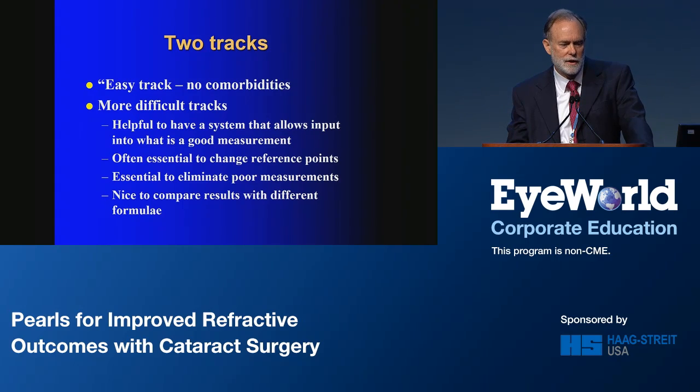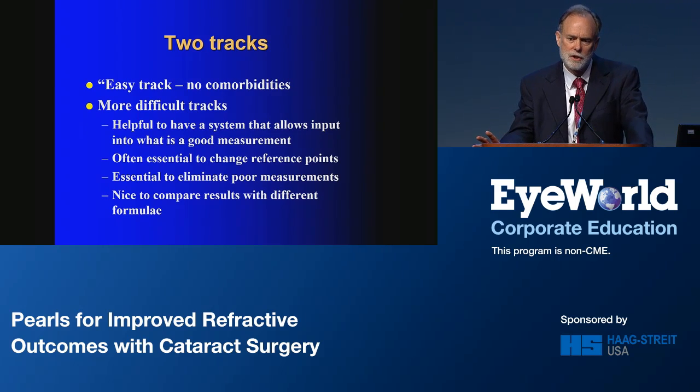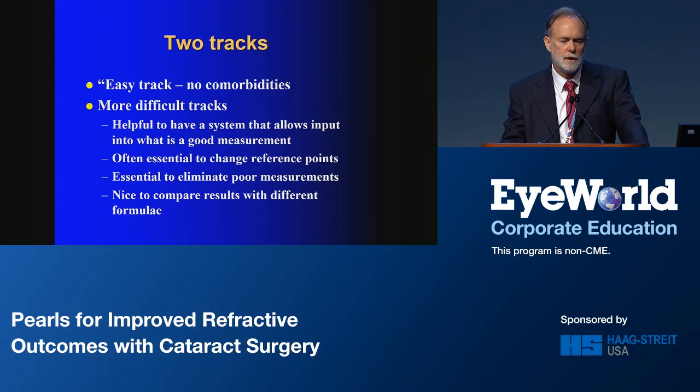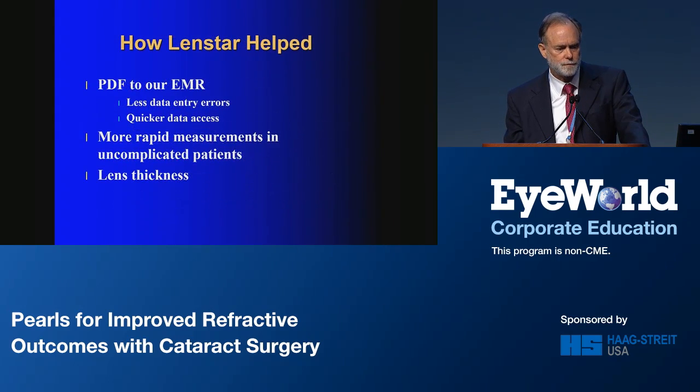So we have two tracks. We have the easy track: if people don't have ocular surface disease, our testing is good, we do the Lenstar, and everything usually goes pretty easily. Then we have the more difficult track. With complicated eyes, it's nice to have a system that allows input into what's a good measurement, where you don't just take the picture and have no idea how good it is. It's often helpful to be able to change the reference points as well, and essential to eliminate poor measurements. And it's nice to be able, when you're looking at IOL formulas, to compare different formulas for a lot of these abnormal eyes.